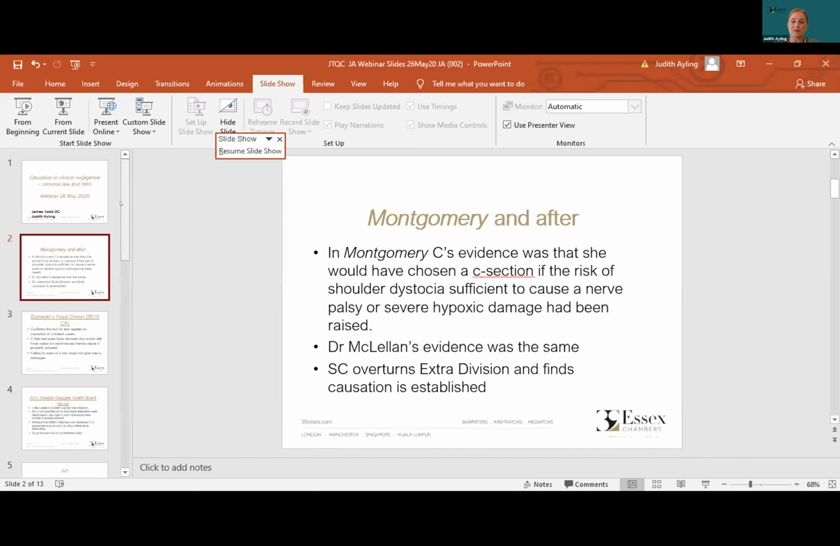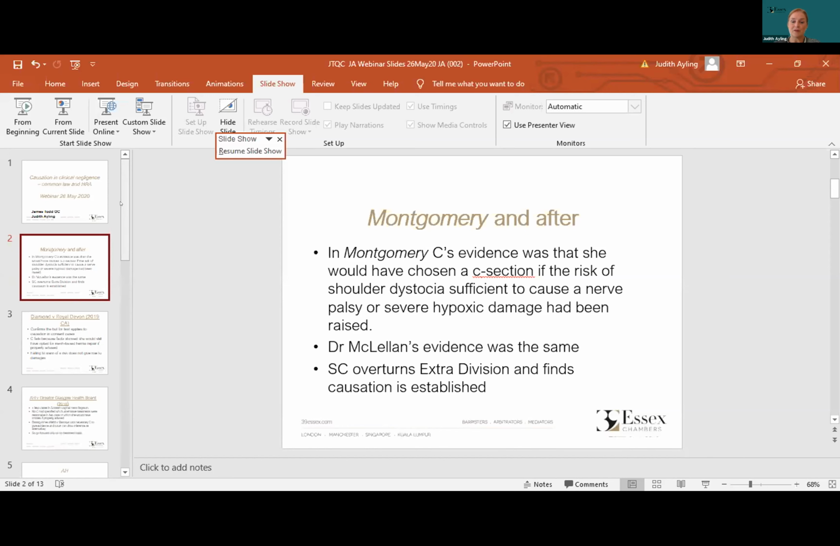At first instance, the judge had really made nothing of the fact that Dr. McClellan's evidence had also been that the claimant would have opted for a C-section. And so very unusually, the Supreme Court overturned the first instance finding on causation and the decision of the Scottish Court of Appeal, the Inner House, and found that causation was established. So the claimant would have chosen a C-section if the risk had been explained to her.